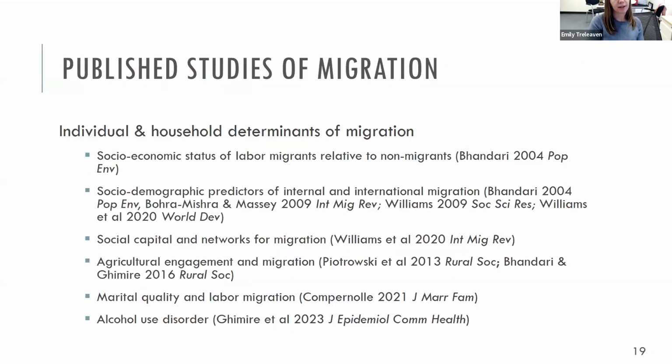One of the main ways that CVFS has been used to study migration is looking at individual and household determinants of migration. Many of these papers provide empirical tests of migration theory. So, looking at the socioeconomic status of labor migrants relative to non-migrants, or identifying other sociodemographic predictors of migration, whether that's internal or international, looking at, for example, caste and education. Another paper has looked at social capital and networks and how those affect migration. CVFS papers have also looked at marital quality, agricultural engagement at the household level, and most recently, alcohol use disorder.